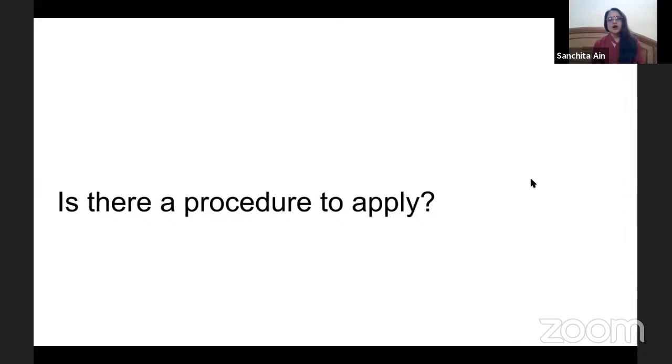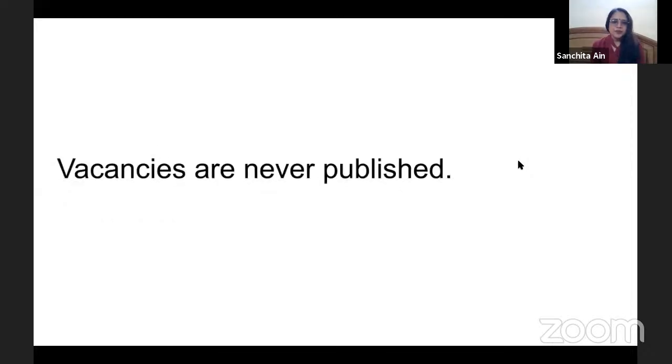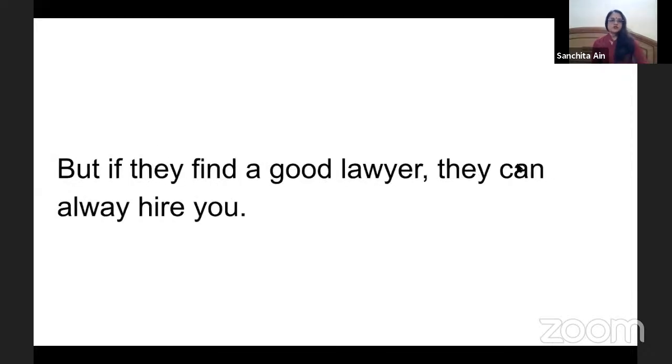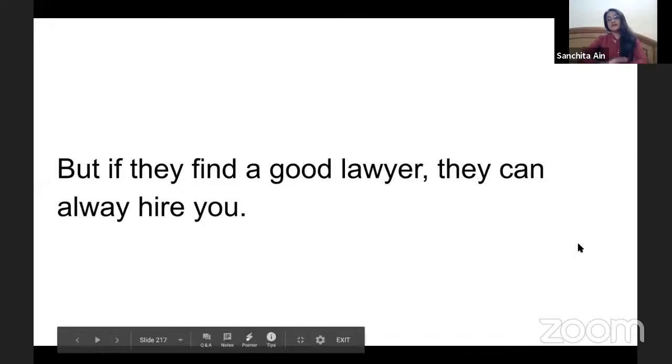And even if you are a first generation lawyer, please don't consider it a handicap. It does not matter. There are so many first generation lawyers who are working with senior advocates, including me. Vacancies are never published, as you would know, but if they find a good lawyer, they can always hire you. So there will never be vacancies.